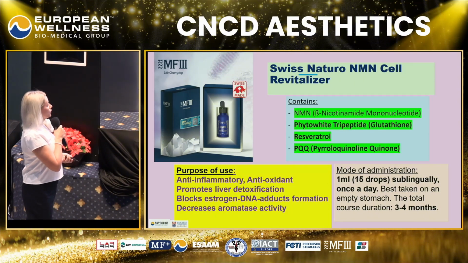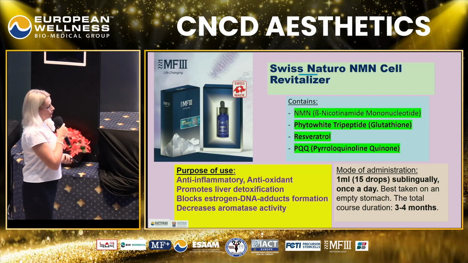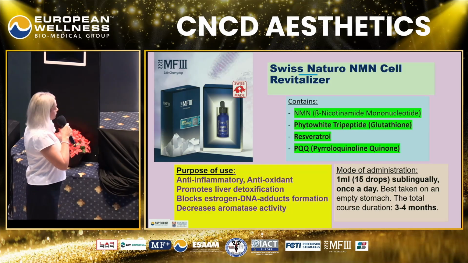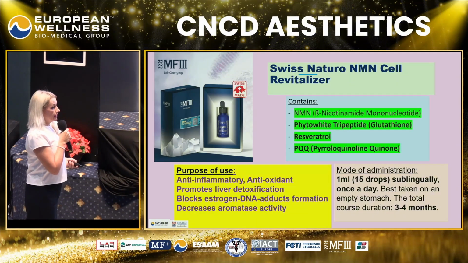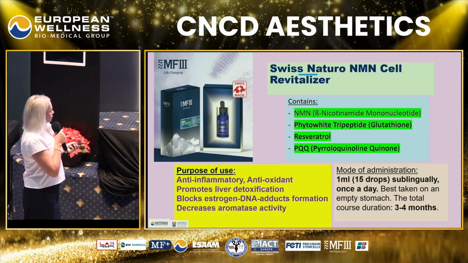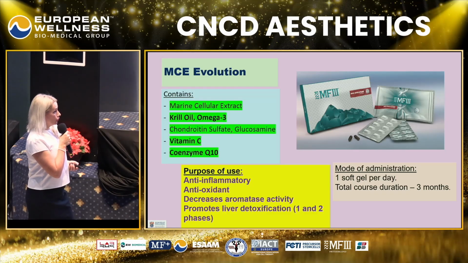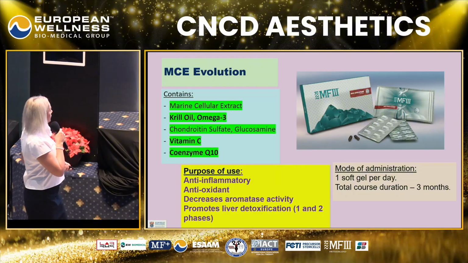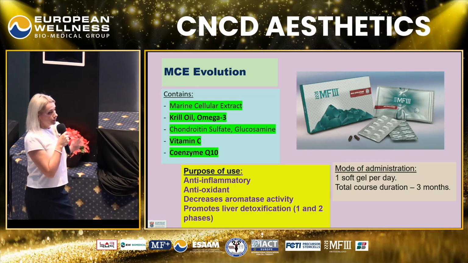Another product is Swiss Nature NMN Cell Revitalizer with resveratrol, with glutathione, with pyrroloquinoline quinone. It's a powerful antioxidant, powerful anti-inflammatory product. It is also helpful for liver detoxification and to block harmful DNA adduct production in our body. MCE Evolution. It's soft gels. This product is very well known and popular on the market among our clients. It contains omega-3, coenzyme Q10, vitamin C, krill oil, and chondroitin sulfate for joints, which is very good for joints. So it will be anti-inflammatory, antioxidant, and will promote the detox function of the liver.